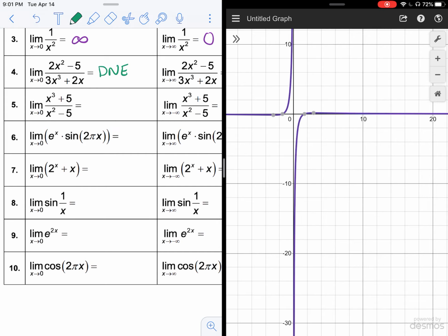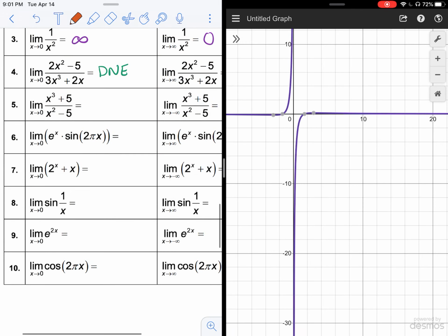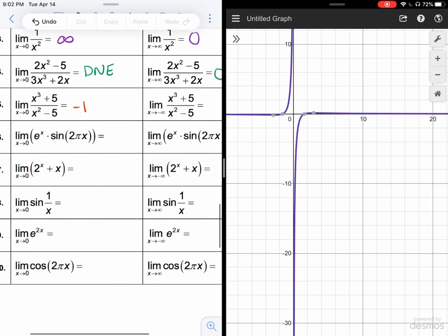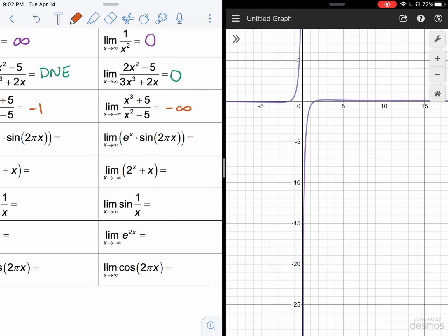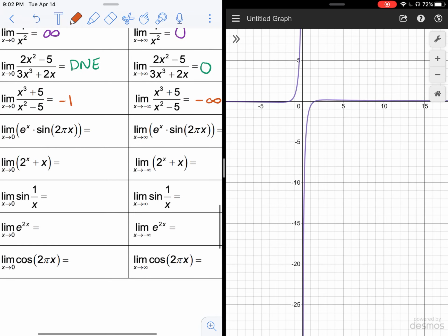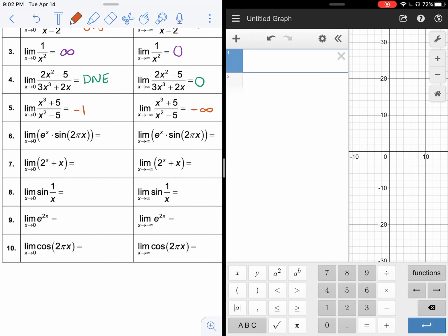For number 5, if you want to try this out and then check it, I'm going to give you the answers. So if you want to pause it right now, I'm about to write the answers. So for number 5, the limit is -1. For the second part, it's asking the end behavior on the left toward negative infinity, and this graph is trending also toward negative infinity.